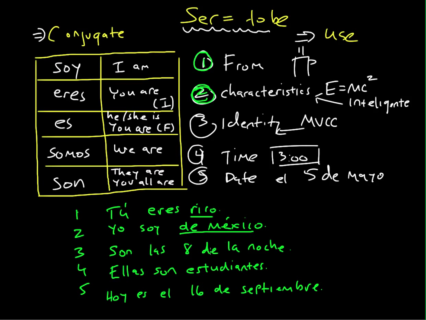Son las 8 de la noche. Well, if it's 8 at night, that means you are telling time, okay, or you're giving the time. So that is an example of number 4. Number 4, ellas son estudiantes. Okay, so being a student, remember, is your identity. Okay, so that would be an example of number 3. And the last one, hoy es el 16 de septiembre. Okay, so we have a day and we have a month, and that would be the date. So that would be number 5.